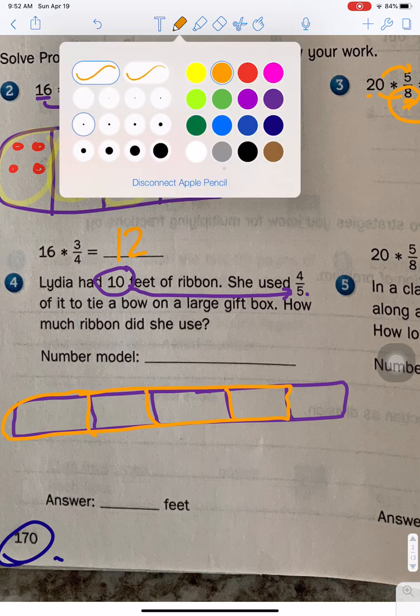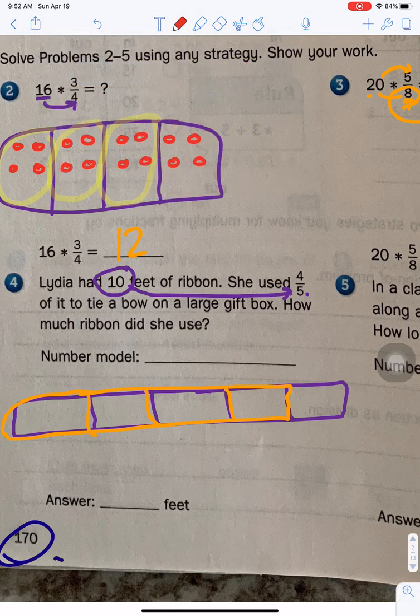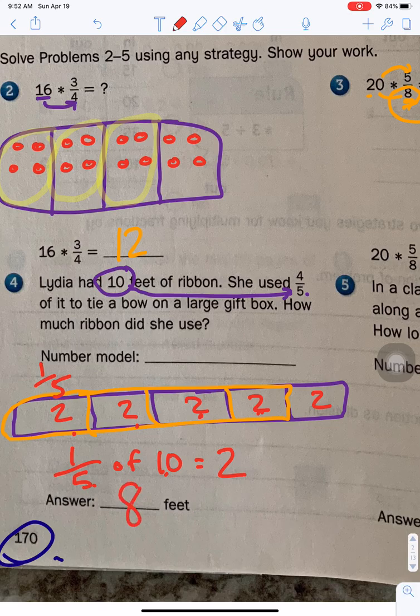So if I take a look at 10 feet of ribbon, she used 4/5 to tie a bow, I can think to myself, let's think of 1/5 of 10. We think 10 divided by 5 is 2. And so 1/5, which would be right here, would be 2, 2, 2, and 2. 4/5 would be 2, 4, 6, 8. So the answer here is 8 feet.